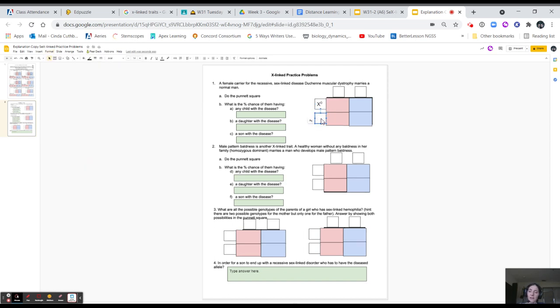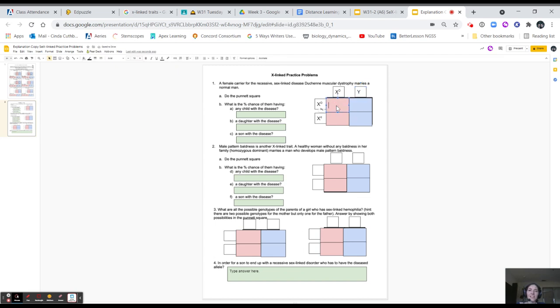And then she's a carrier, so she's 1x big D, and then she's going to have x little d. So make sure you get those correct. And then he is a completely normal male, so he has 1x big D, and then he has a y because he's male. Don't forget that. Males have a y.